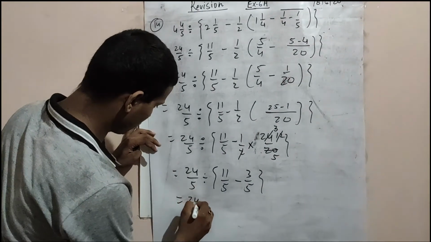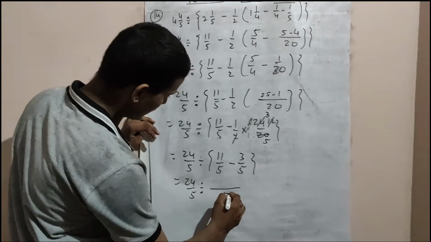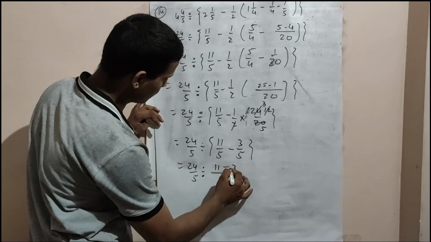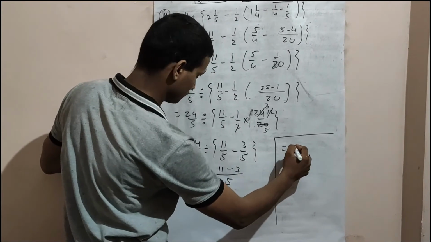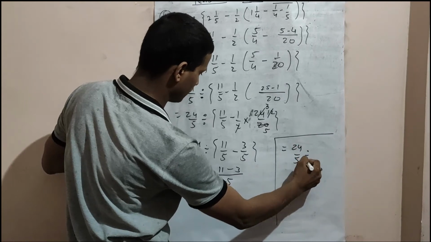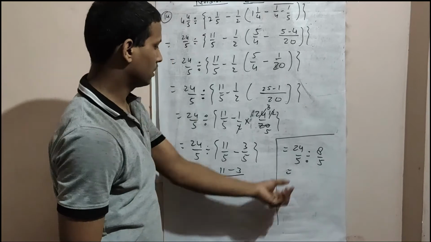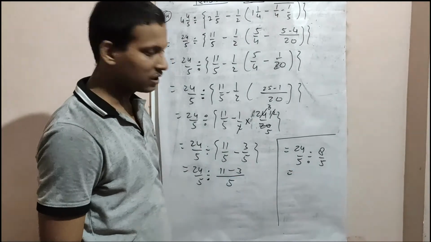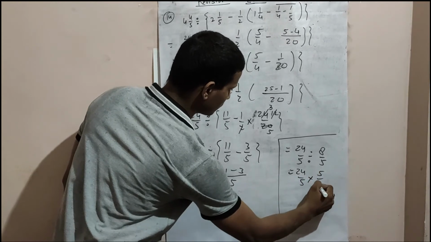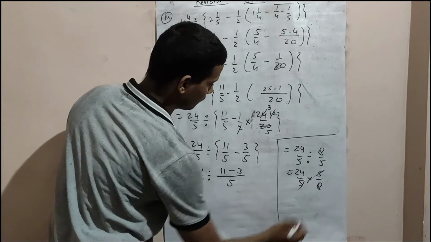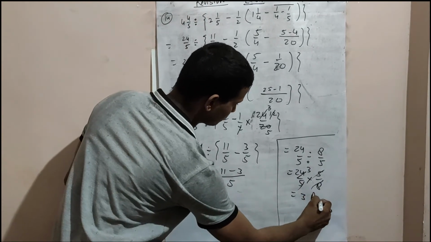Now we have 24 by 5 divided by, next, LCM of 5 and 5 is 5, 11 minus 3. Now come here. 24 by 5 divided by 8 by 5. Now again division is there, so we can convert it into multiplication. Now 24 by 5 and the reciprocal of this, 5 by 8. 8 1s are 8, 8 3s are 24. That is, our answer is 3.